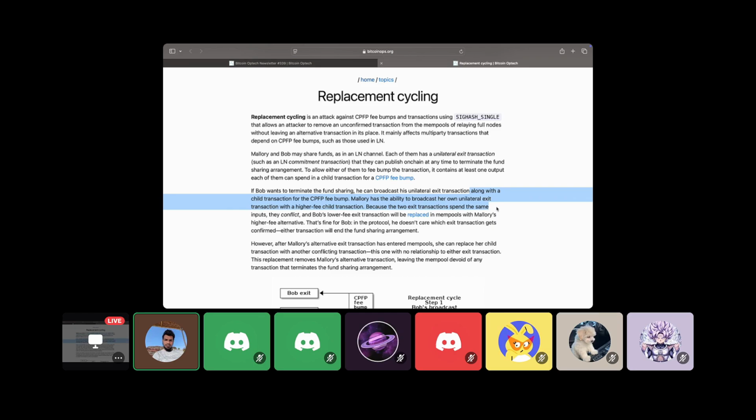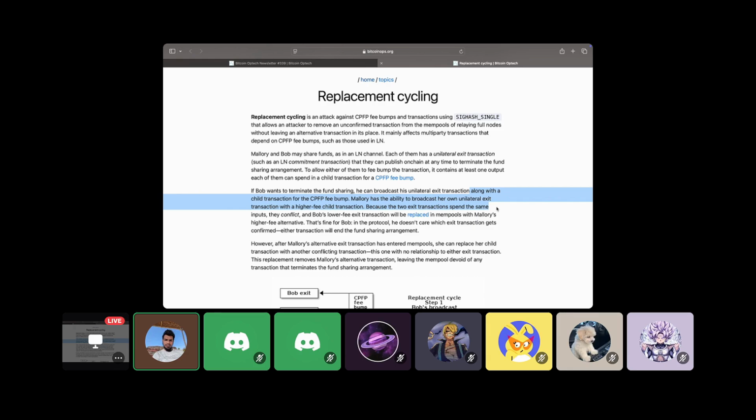Now, the catch here being Bob and Mallory both have the same inputs. So, Bob's version of the unilateral exit transaction has the same inputs that Mallory has in her unilateral exit transaction, right? And two different transactions having the same inputs cannot coexist in the mempool, right? One will evict the other. And usually it's the one that pays a higher fee that will evict the other, right? So if Bob wants to opt out of this multi-party contract by broadcasting his unilateral exit transaction, Mallory can prevent Bob from doing that. How? By broadcasting her own version of the unilateral exit transaction and paying a higher fee than what Bob is paying. In this situation, what will miners do?